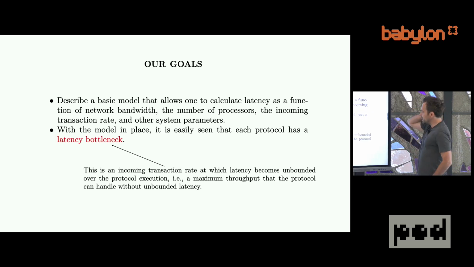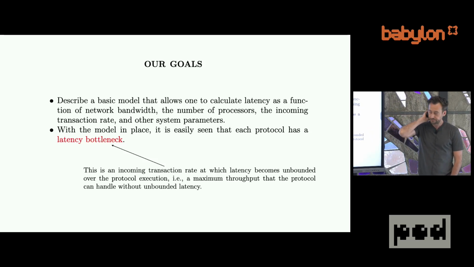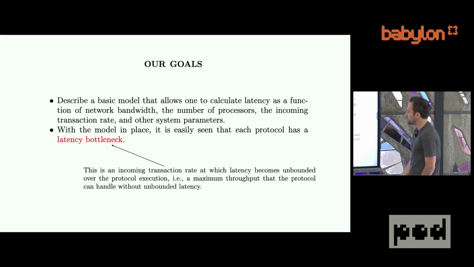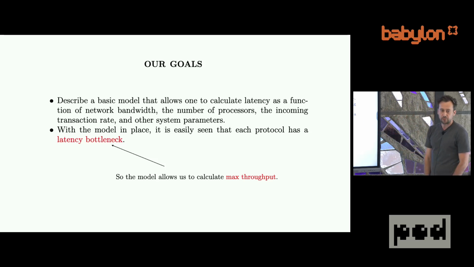With the model in place, it's then easily seen that each protocol has what we'll call a latency bottleneck. This is an incoming transaction rate at which latency becomes unbounded over the protocol execution. So maybe transactions just keep on building up and building up. In other words, a maximum throughput that the protocol could handle without unbounded latency. So the model allows us to calculate maximum throughput.